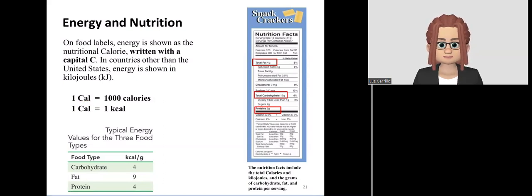Now, the units of energy that I showed in the previous slide were mentioned in kilocalorie as a unit of energy. So what is the relationship between nutritional calories and kilocalories? They're actually 1-to-1. So 1 nutritional calorie equals 1 kilocalorie.